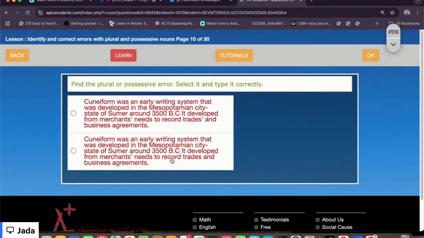Alright, cuneiform was an early writing system that was developed in the Mesopotamian city state of Sumer around 3500 BC. It developed from measures needs to record trades and business agreements. So, which of this is the right one?